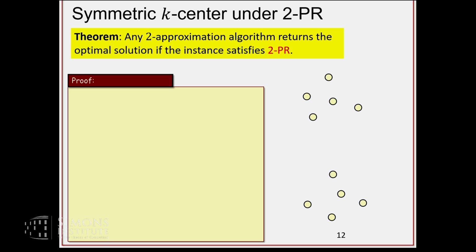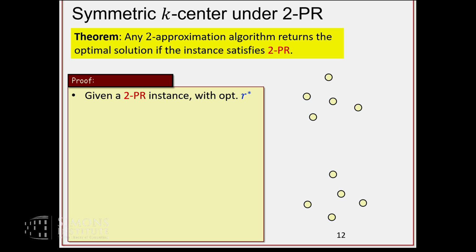So for any alpha perturbation resilient instance, any alpha approximation will give the optimal solution. And by the way, this isn't true for general problems like max cut or even K-median. There's something a bit more specific about the structure for K-center. Okay, so the proof isn't too bad. I can fit it on a single slide.